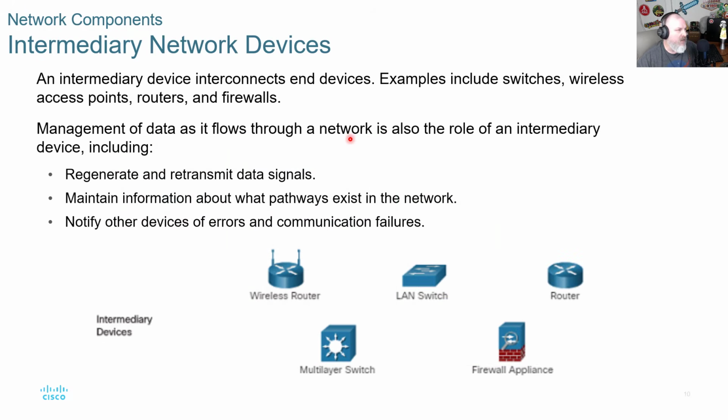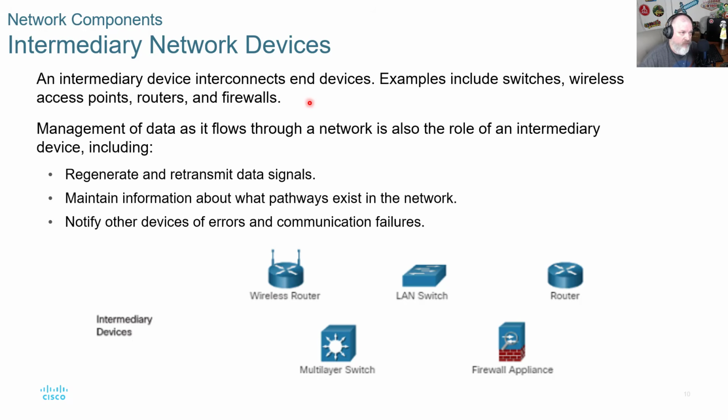Now let's take a look at intermediary devices. When we're working with Packet Tracer in my classes and in your classes, you're going to see these icons in the Packet Tracer area, represented by these different types of icons. The intermediary devices are going to look like this. You're going to see switches, wireless routers, firewall appliances. Those are devices that interconnect end devices together. They include switches, wireless access points, routers, and firewalls.